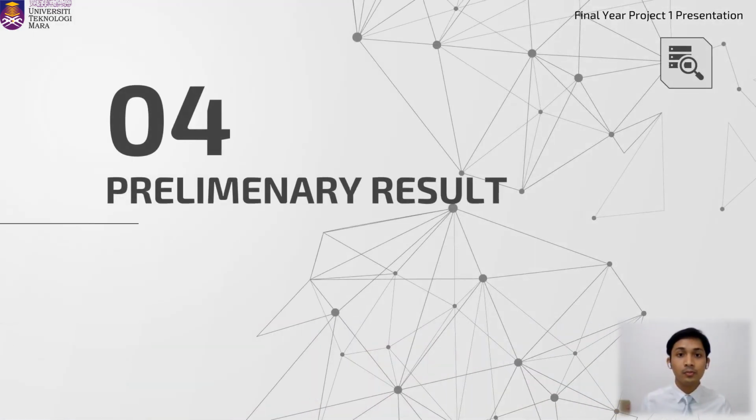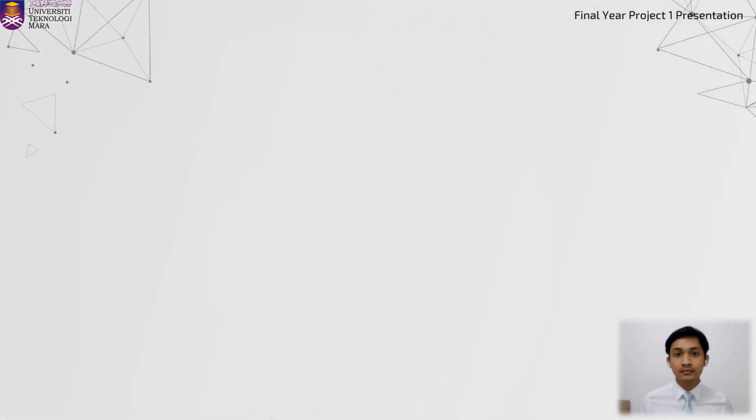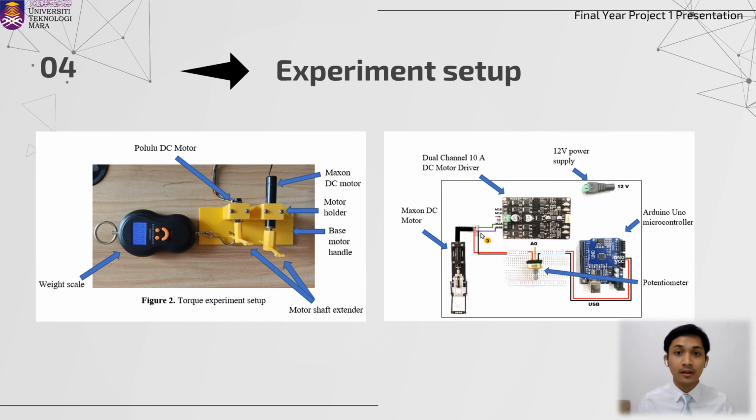Now moving on to part 4, which is my preliminary result. As you can see, this is the setup for my torque experiment. The motor is connected to the circuit shown in the right side figure. The experiment begins by hooking the weight scale to the motor shaft extender. Then the motor will revolve by rotating the potentiometer to max, and the hook of the weight scale is pulled. The weight pulled is then obtained and tabulated in the next slide.